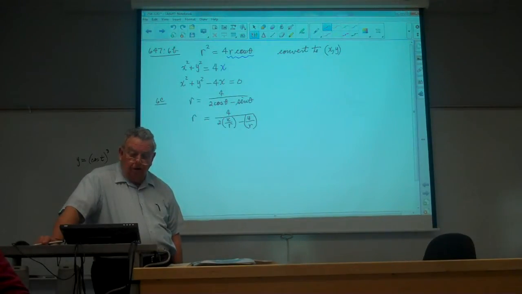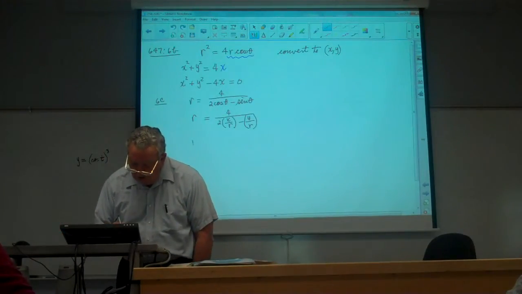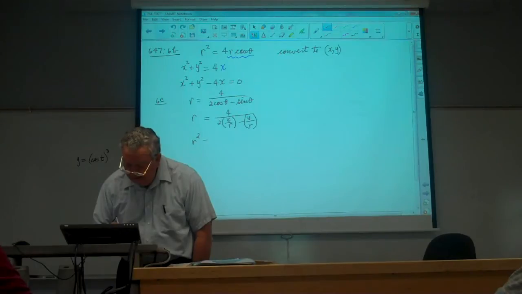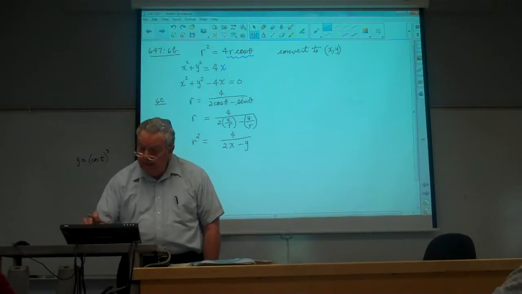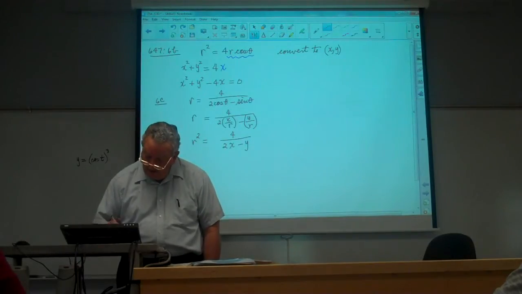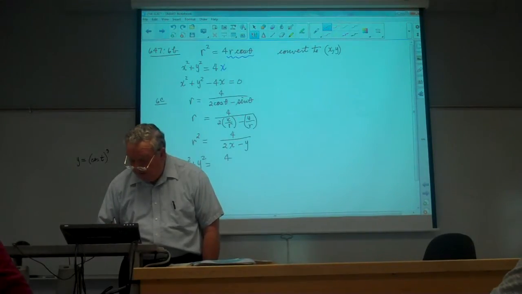What if I multiplied both sides by r? Can I do that? Doesn't that mean that r squared is equal to 4 over 2x minus y? And now I know that x squared plus y squared is equal to 4 over 2x minus y.